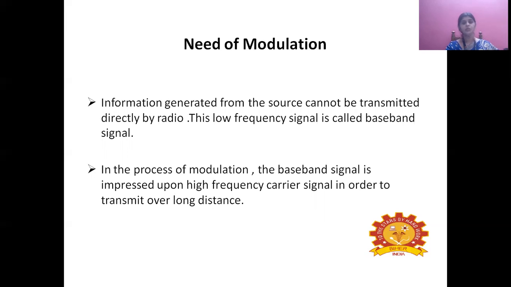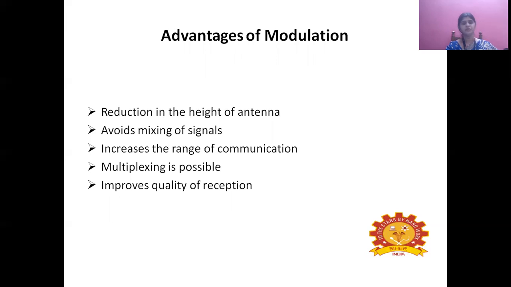So what are the advantages of modulation? First one, reduction in the height of the antenna. The signal before modulation, that is the information generated from the source, will be a low frequency one. But the size of the antenna is always comparable with the wavelength of the signal. It should always be equal to lambda by 4.